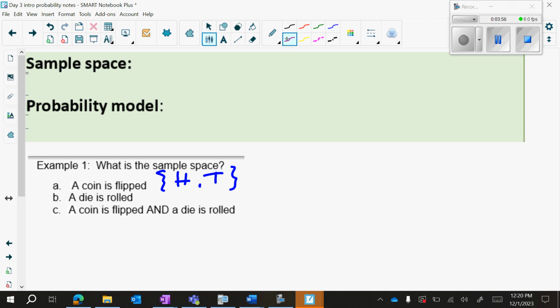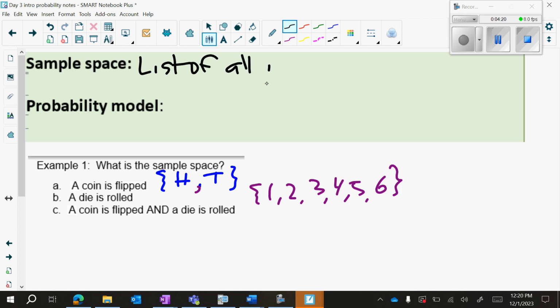And for a die, I could just get 1 through 6. 1, 2, 3, 4, 5, or 6 when I roll a single die, right? So I write the sample space the same way that I would write a solution set in algebra. I put these squiggly brackets here, and that's what I do. So the sample space is the list of all the possible outcomes.